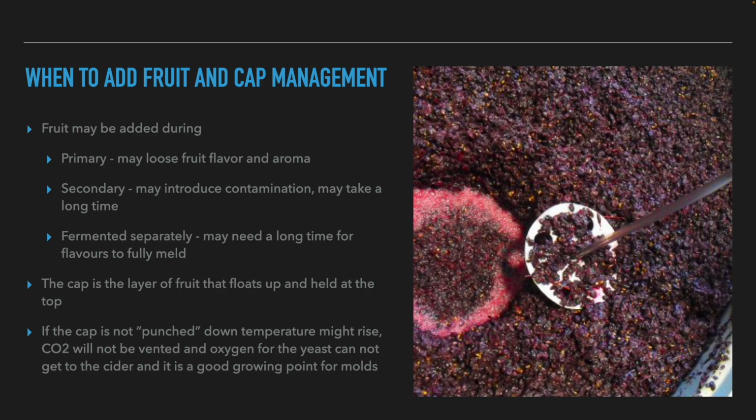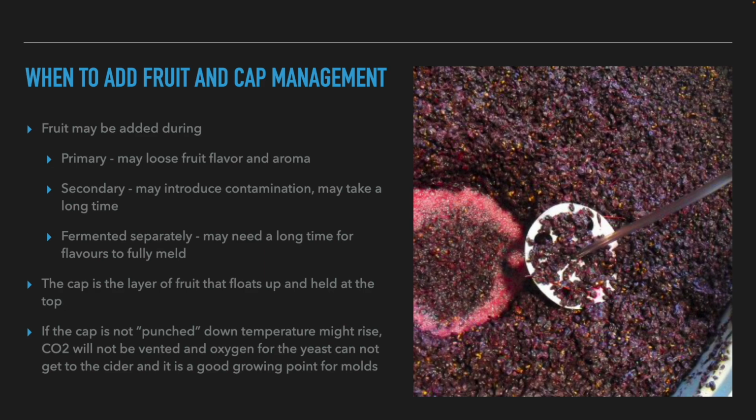Or the cider maker can ferment the apple juice separately and the fruit juice separately and blend the fermented juices after fermentation. But using this method can lead to an extended marriage phase as the two fermented juices come together and feel like a uniform drink.